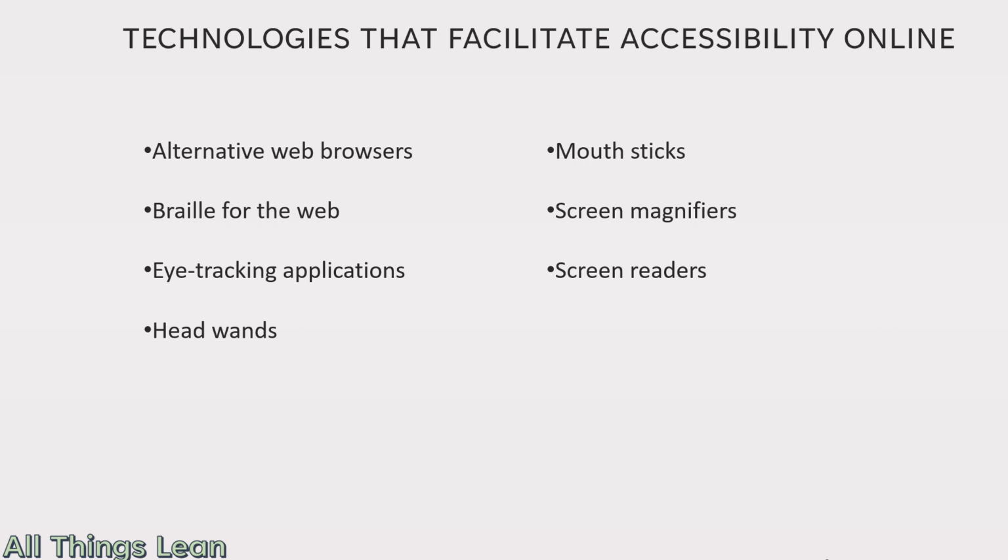Some of them are alternative web browsers, Braille for the web, eye tracking applications, head wands, mouth sticks, screen magnifiers, and screen readers. The University of Minnesota Duluth website provides a wealth of useful information regarding accessibility technology.